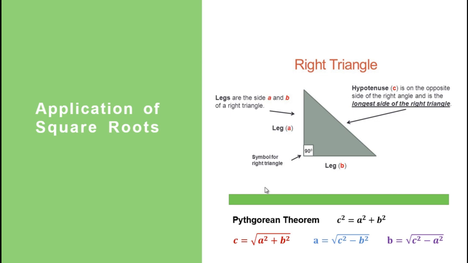So, in the Pythagorean theorem, what we use is C squared equals A squared plus B squared. How do we apply the square root here? In using the square root, this is how it looks. When you find C, it is the square root of A squared plus B squared. When you find A, that is the square root of C squared minus B squared. And when you find B, that is the square root of C squared minus A squared.